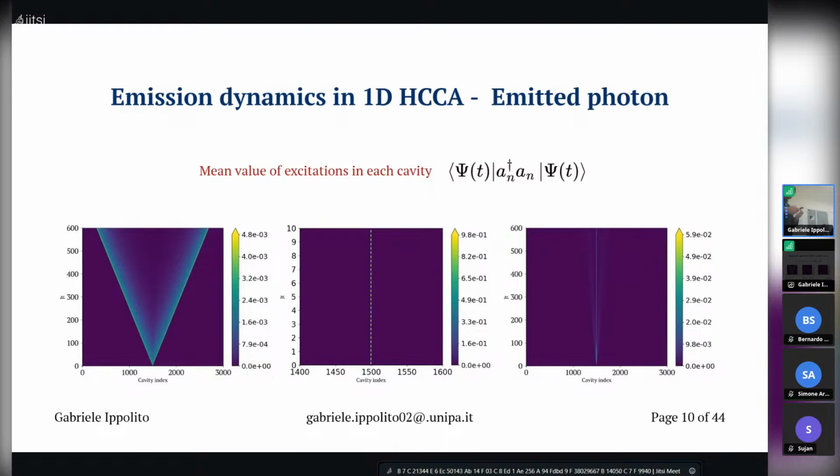If we are in the strong coupling regime, we observe that the photon is emitted, reabsorbed, emitted, and reabsorbed. We observe bright pulses. And if we are in the regime of fractional decay, we observe a bright line that is localized around the emitter location. The emitter here is located at the center of the chain. And we see that the photon stays still in the cavity.